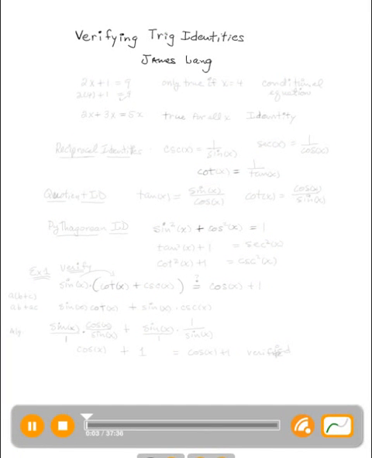In this lesson, we'll be talking about verifying trig identities. Before we get into trig, I want to just give a brief perspective from algebra. In algebra, almost everything you wrote involved an equal sign.